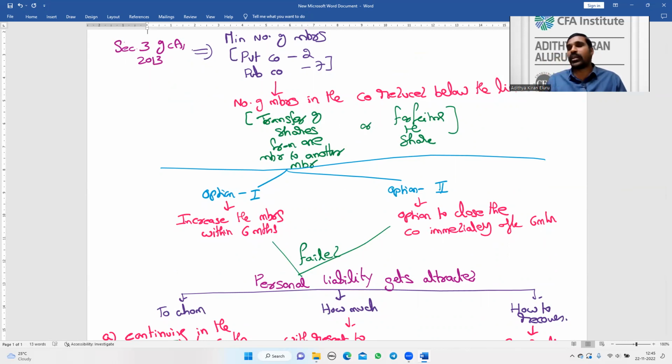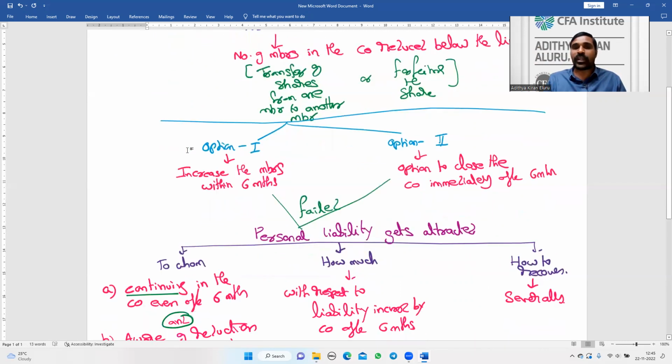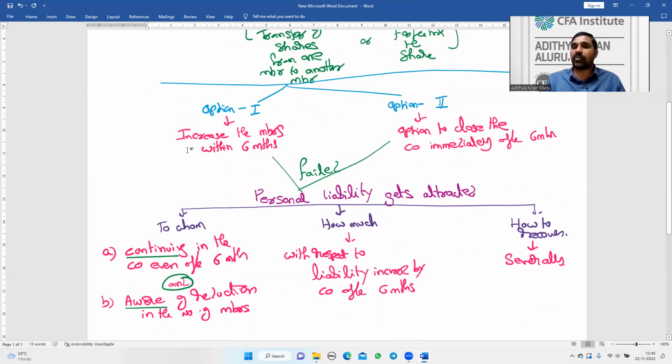Suppose the company fails to avail both options: neither is the company able to increase the number of members, nor does the company get closed after 6 months. In that case, personal liability gets attracted. So to whom will that personal liability be attracted, and how much is it? Personal liability is attracted to those members who are continuing in the company even after 6 months, and out of those continuing members also, not all, but only those who are aware about the reduction in the number of members.